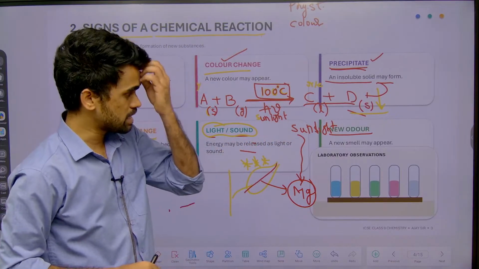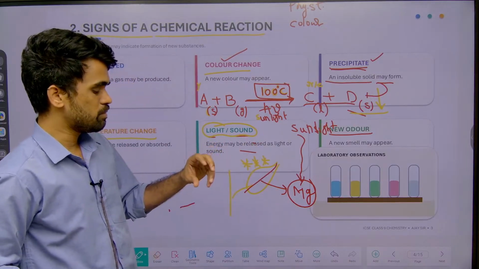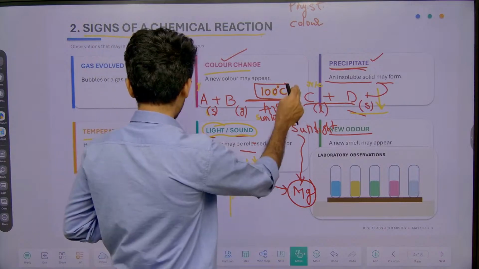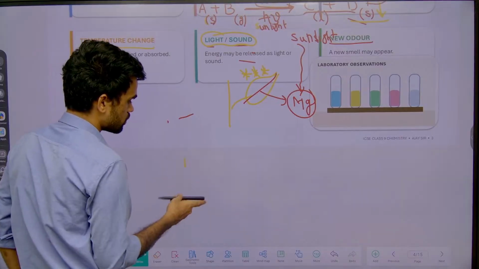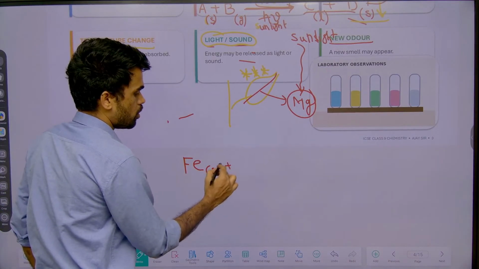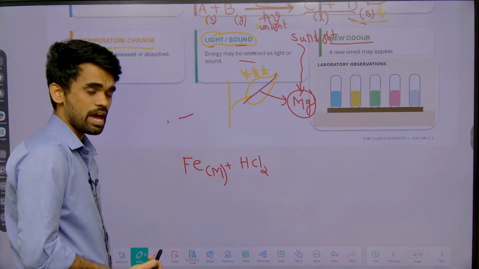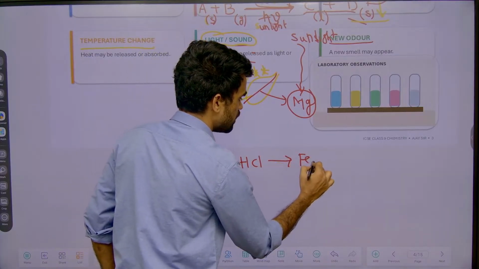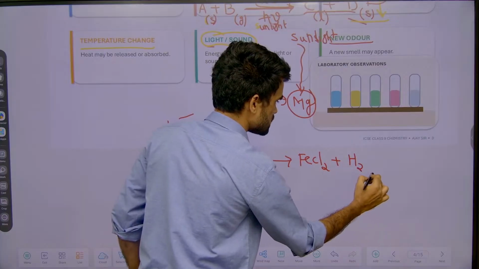Okay, and one more observation you can make during a chemical reaction is a change in the smell of the reaction. For example, here, if you observe what I am writing, Fe metal upon treating with an acid, something like HCl. Now what happens? It forms FeCl2 plus H2 gas is released.